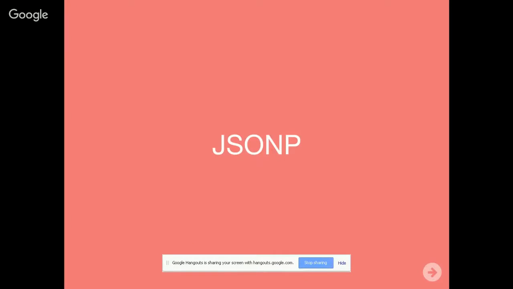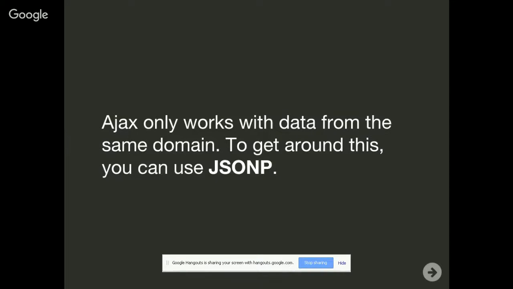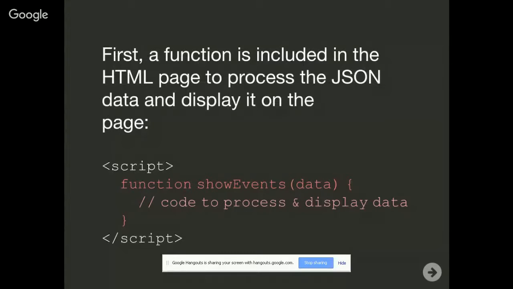All right, so everything I described so far works only on the same server. To work with a different server, you have to use JSONP. And what essentially this means is that it's like a workaround where you're going to put your code inside a script tag, and this allows you to work with a different server, okay? Otherwise, the JSON data has to be stored on the same server as the rest of your files.